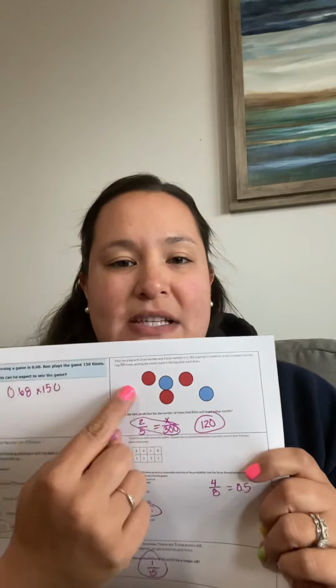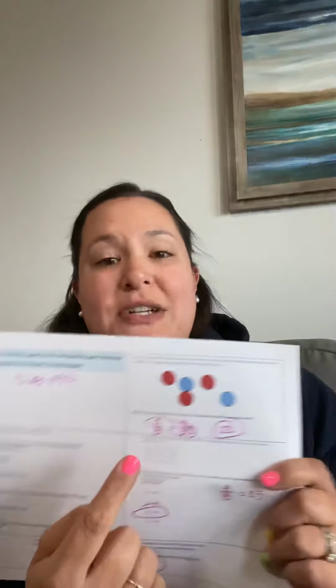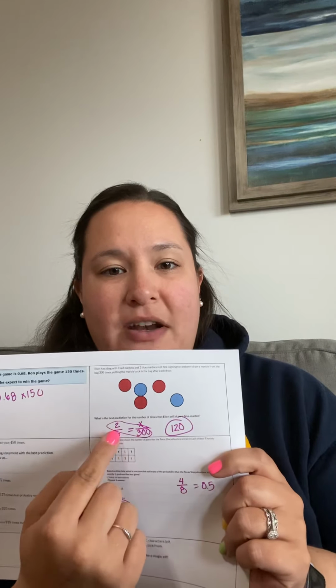Over here, they're asking about the probability of pulling a blue if you pull 300 times. Well, 2 out of those 5 are blue, so I set that up right here, and we want to know the total out of 300. So once again, cross multiply. We're going to be doing 2 times 300, which is 600, divided by 5, which is 120.